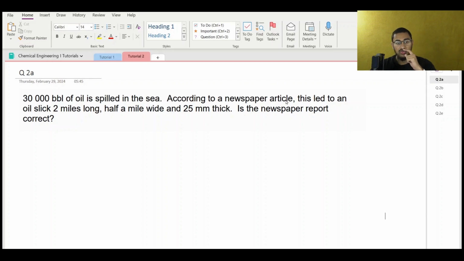So the first thing I'm going to do is convert the oil that was actually spilled into a unit that I understand. And then I'm going to convert the dimensions of what the newspaper reported. And then we're going to compare the two and see if they are equal. Okay, so let's begin.